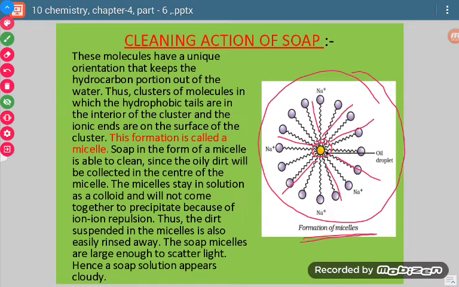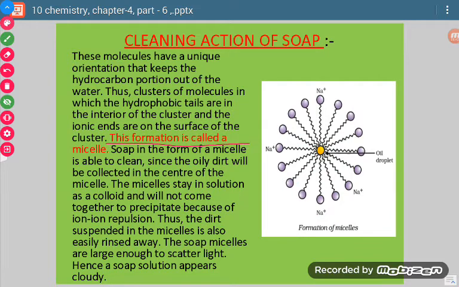Okay, now when these have attached with this, then what happens, there is a cluster of molecules in which the hydrophobic tails are in the interior of the cluster and the ionic ends are on the surface of the cluster. This formation is called micelle. This combination is called micelle. Now, these ends which we are able to see are negatively charged. Now these ends repel each other.